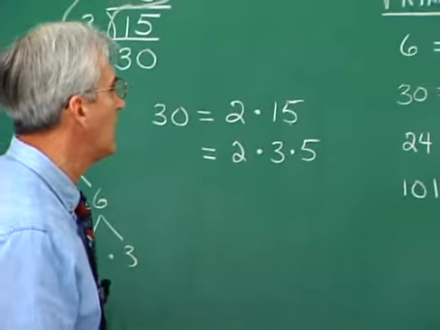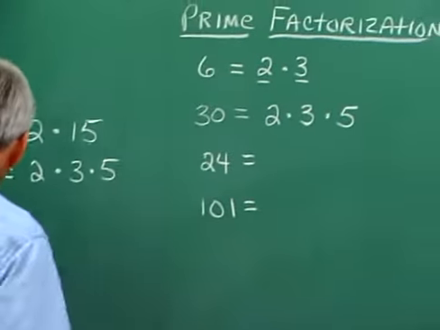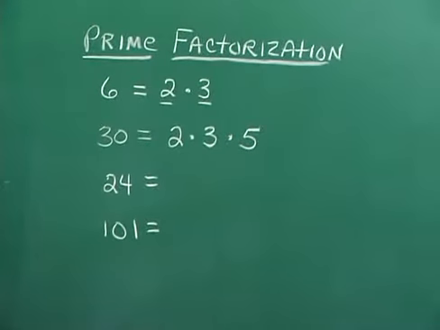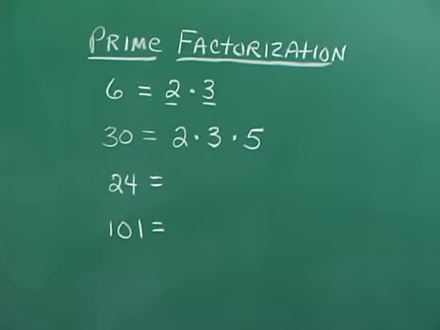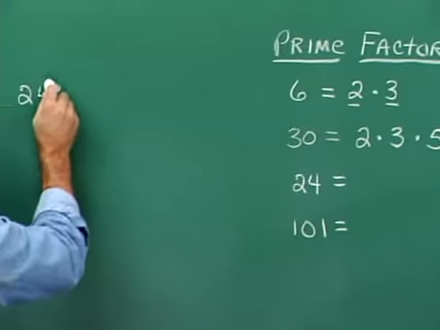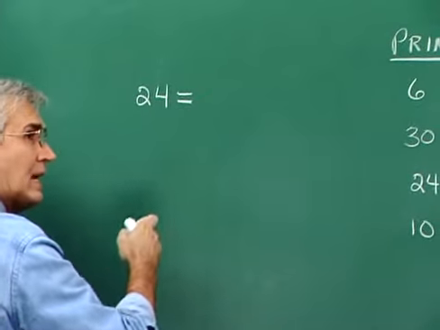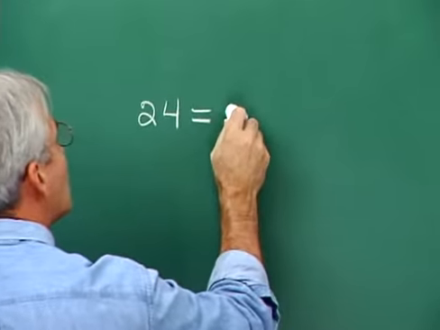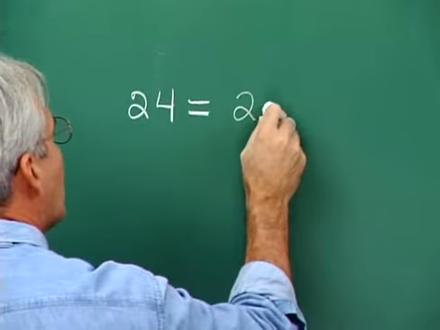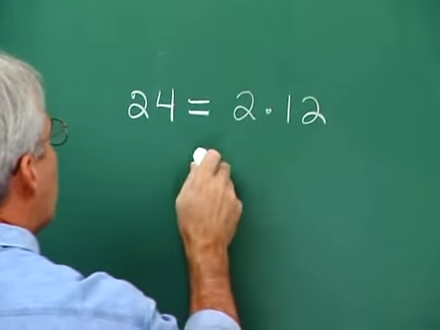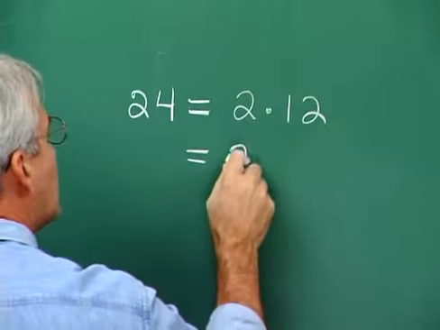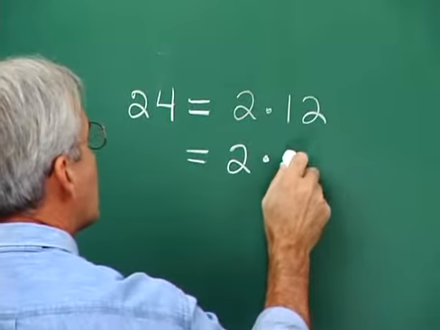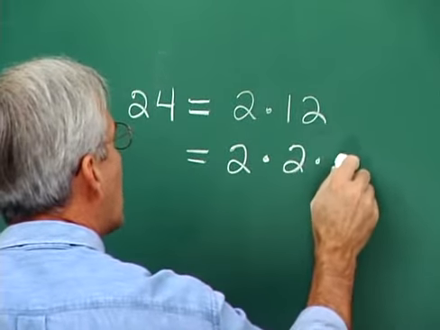How about 24? Now for 24, once again, we can use any of the methods. I'm going to use my favorite, and my favorite is one where we do this. 24 can be written as, I would ask myself, does 2 go into 24? Yes, it does, because it's even, and so I can write 24 as 2 times 12. And then I would say, does 2 go into 12? Yes, it does. It goes 6 times. So I can write 12 as 2 times 6.